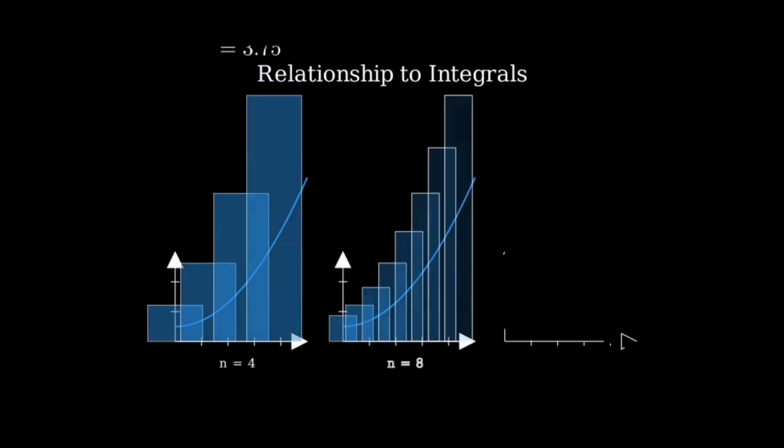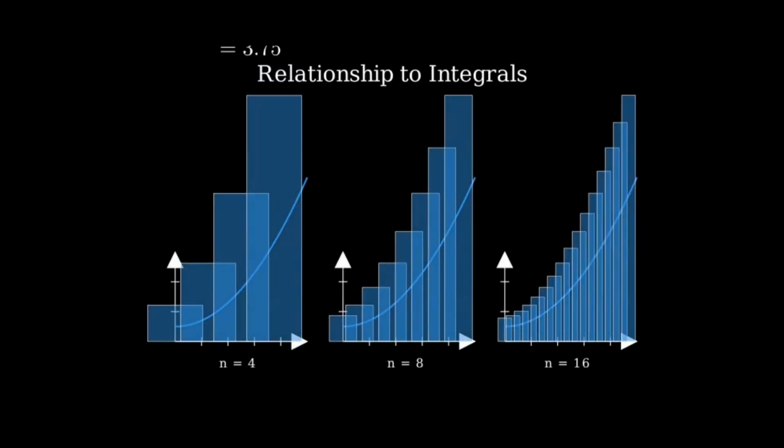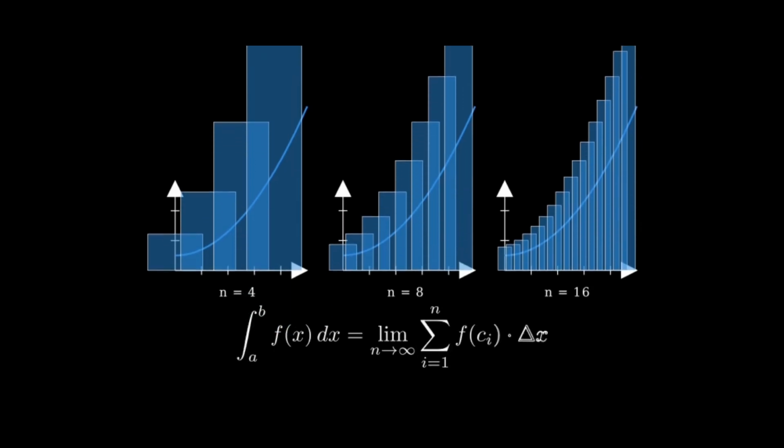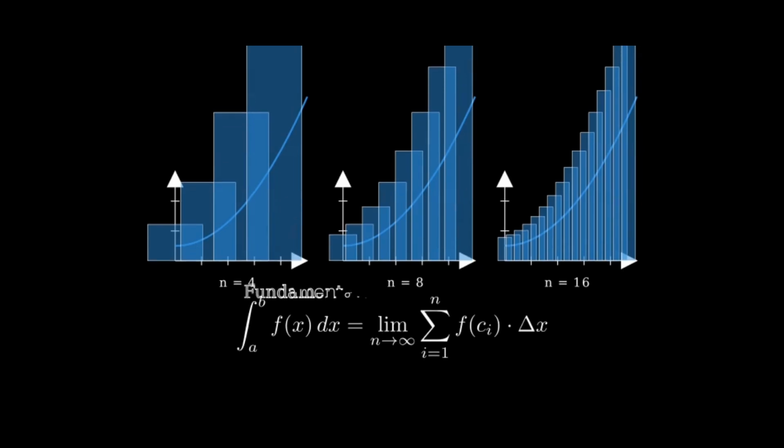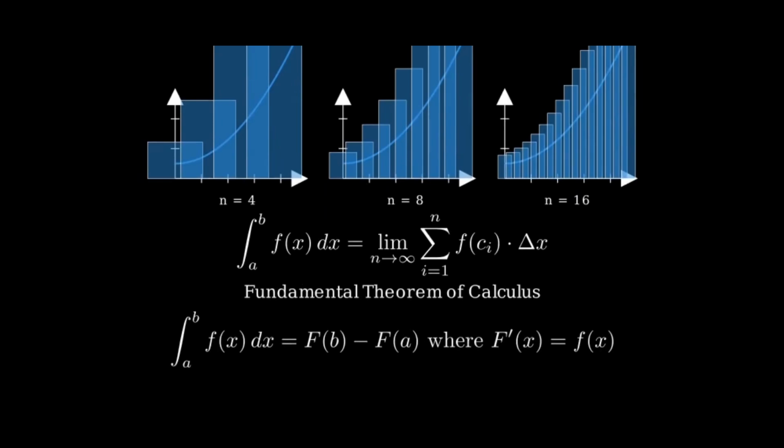In fact, as the number of subintervals approaches infinity, the Riemann sum approaches the definite integral of the function. This is why we define the definite integral as the limit of Riemann sums. The integral from a to b of f(x) dx equals the limit as n approaches infinity of the sum from i equals 1 to n of f(c_i) times delta x. This relationship is the foundation of the fundamental theorem of calculus, which connects differentiation and integration.